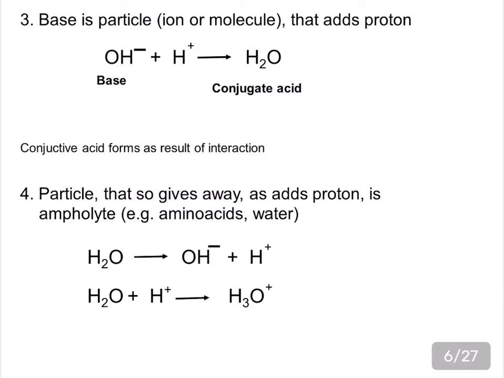For example, water is an ampholyte because it can give away protons, and as a result a hydroxide ion will form, and it can also add protons, and as a result a hydroxonium ion will form. From organic compounds, amino acids and proteins are ampholytes.